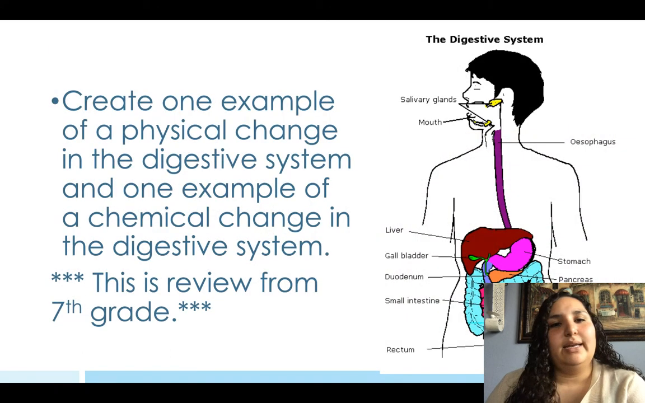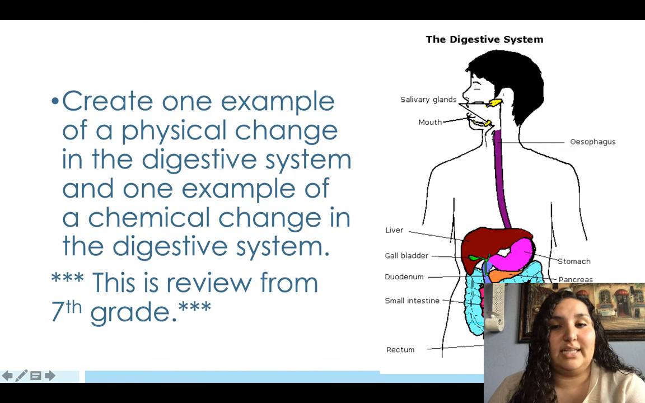All right. Now, I'm going to lead into one of your worksheets. It's going to ask you to describe something, and I'm going to give you the example here of what you learned in 7th grade. Once again, this is review from 7th grade. Create one example of a physical change in the digestive system and one example of a chemical change.